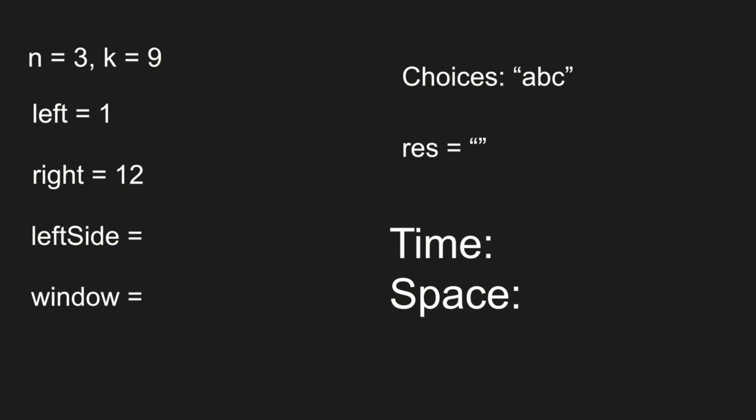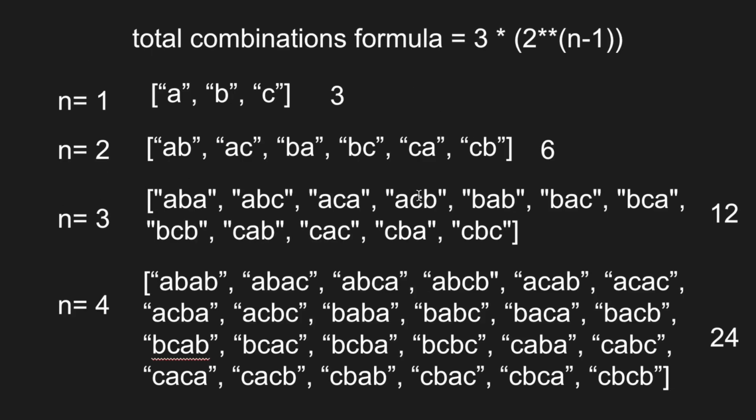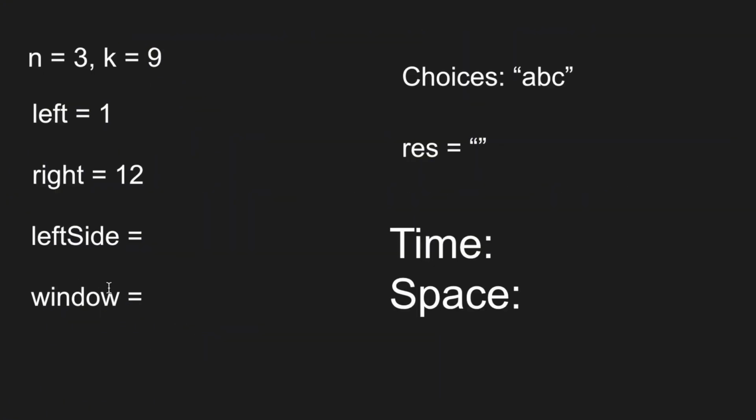And we see that in the beginning, the choices that we can pick for our first letter is A, B, or C. And if we take a look at the patterns, the first 4 options are A, the next 4 options are B, and the next 4 options are C. So we see that the window in the beginning is actually divided into windows of size 4. And we can calculate that by dividing right minus left plus 1 by the number of available choices. So 12 divided by 3 is 4. And the left side in the beginning would be 1. We just get it from the left.